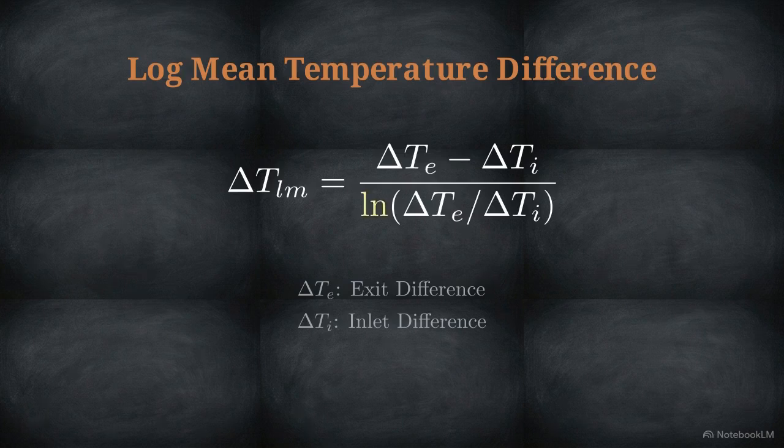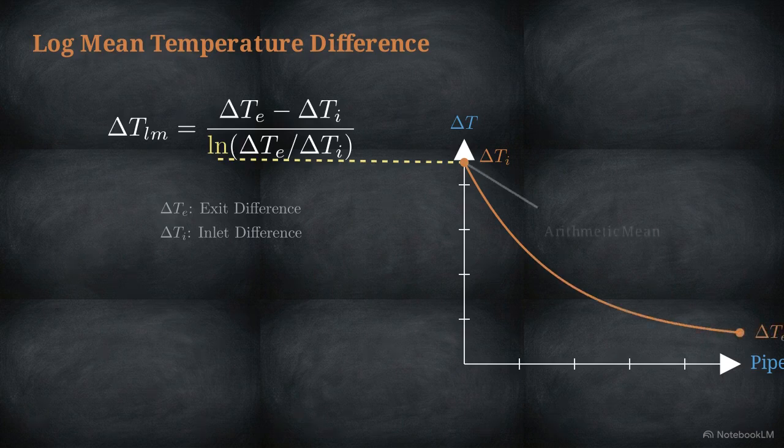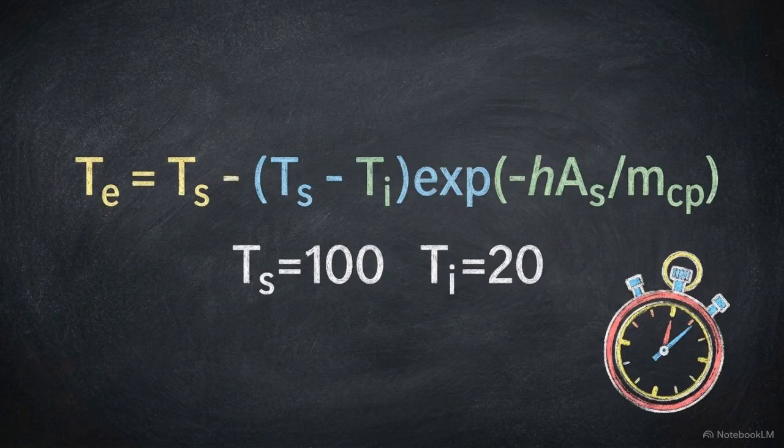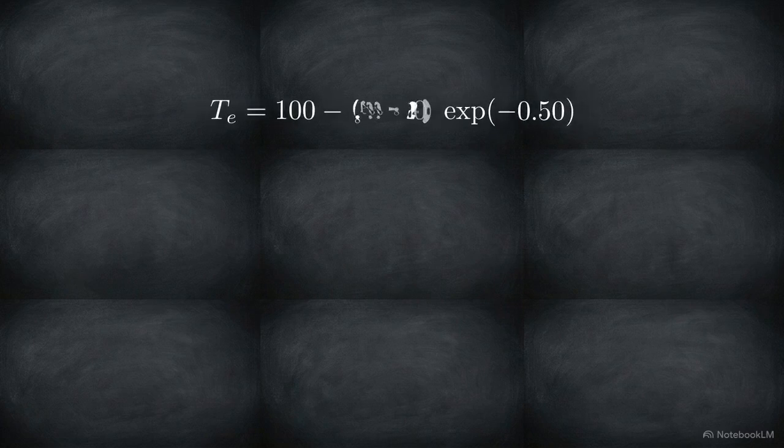The formula introduces a natural log component to the denominator. This natural log function accounts for the continuous exponential decay we see in the temperature difference between the fluid and the wall. To see this in practice, pause the video here. Use this exponential formula and the parameters to find the fluid's exit temperature. As we substitute the values, look at the behavior of the exponential term.